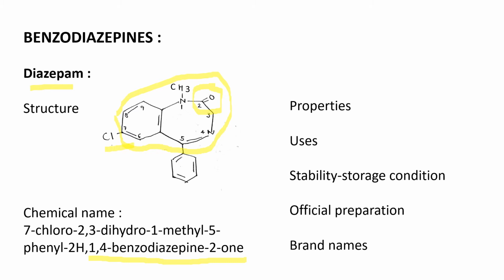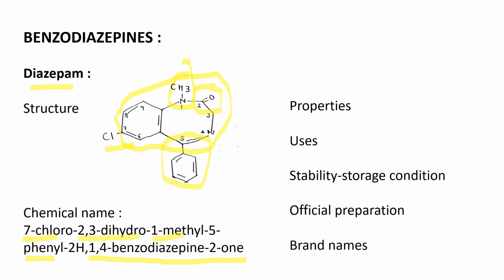At the 7th position, a chlorine group is present. Therefore, it is 7-chloro. In the actual structure of 1,4-benzodiazepine, a double bond is present between the second and third position. To specify that, we write 2,3-dihydro. At the first position, a methyl group is present. Therefore, 1-methyl. At the fifth position, a phenyl group is present. Therefore, 5-phenyl.